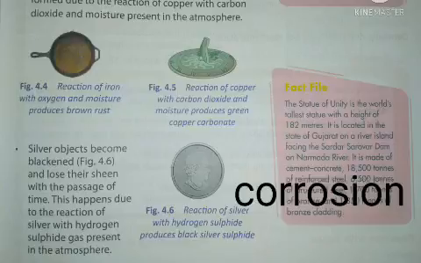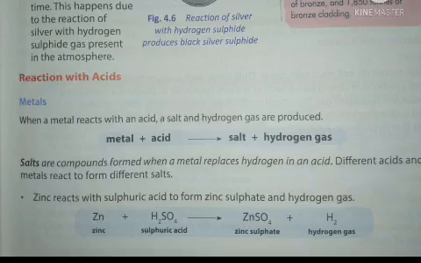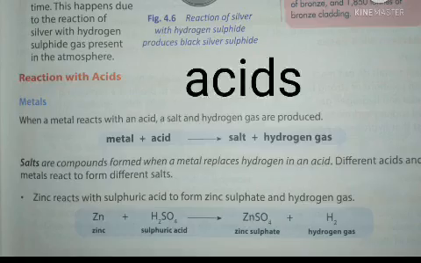Silver objects become blackened and lose their sheen with the passage of time. This happens due to the reaction of silver with hydrogen sulfide gas present in the atmosphere. Reaction with acids. Metals. When a metal reacts with an acid, a salt and hydrogen gas are produced. So the formula is metal plus acid giving salt plus hydrogen gas.